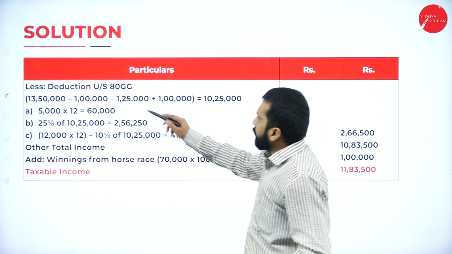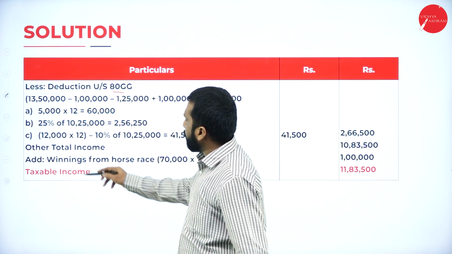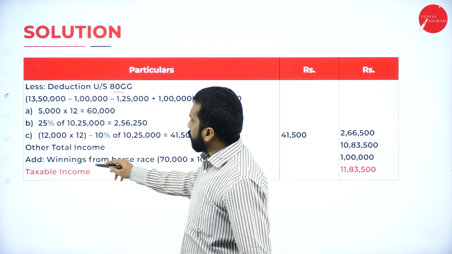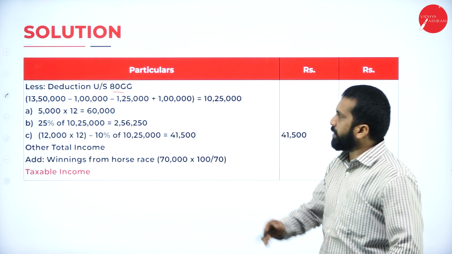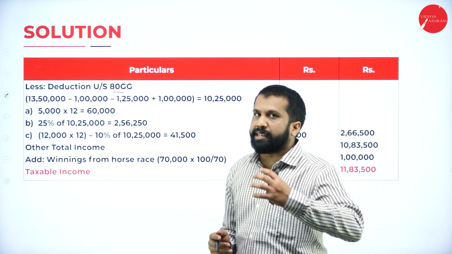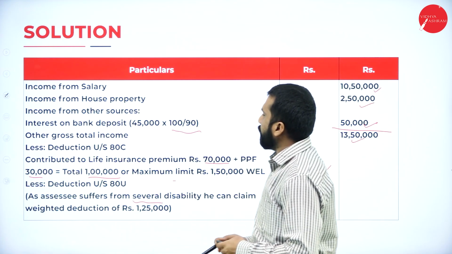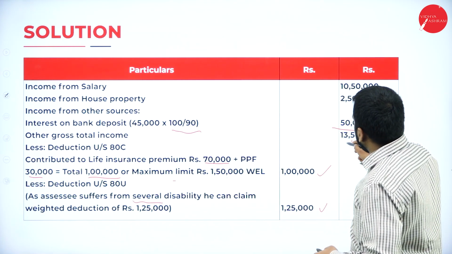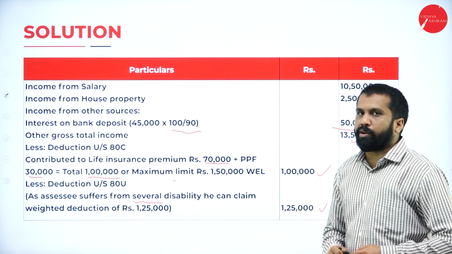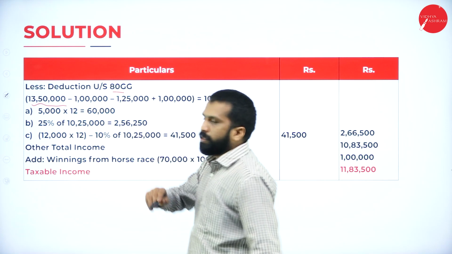Next, under 80GG, I'll come later. That is the only calculation we have. After that we have to go for winning from horse race. Yes, we'll go for 80GG only. So what is the procedure? We have to find out the adjusted gross total income. How to find out? Very simple. 13 lakh 50,000 is your gross total income.